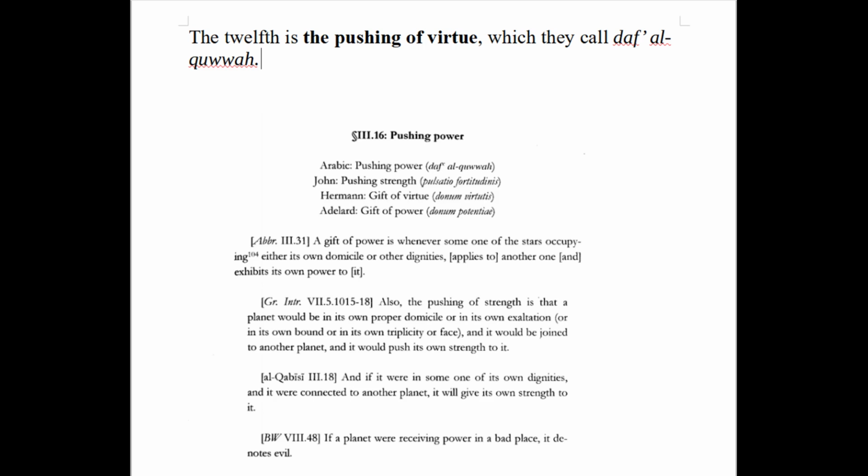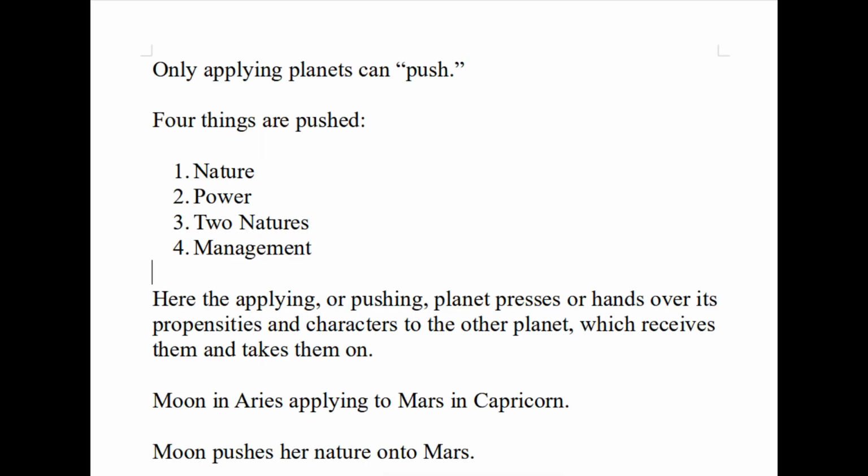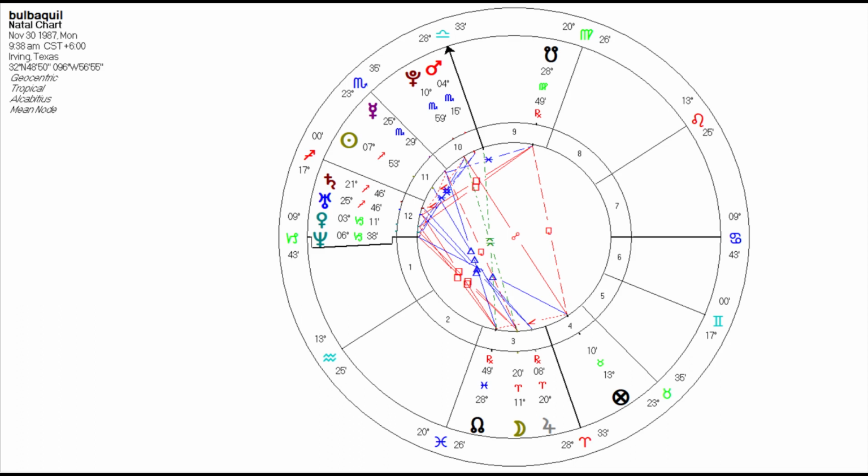So the things that are pushed, we've talked about nature is pushed. Power is pushed. We just talked about nature, so now power. An example of pushing power would be, my moon is in Cancer at 12, and it's applying to the trine of Venus in Pisces at 14. That means that my moon would push power onto Venus. Okay, so that's an example. Remember, only planets that are applying can push. The two natures thing we're not going to look at. The three things that we're looking at are nature, power, and management. Let's actually come to some charts, and I know that we definitely saw some pushing natures.